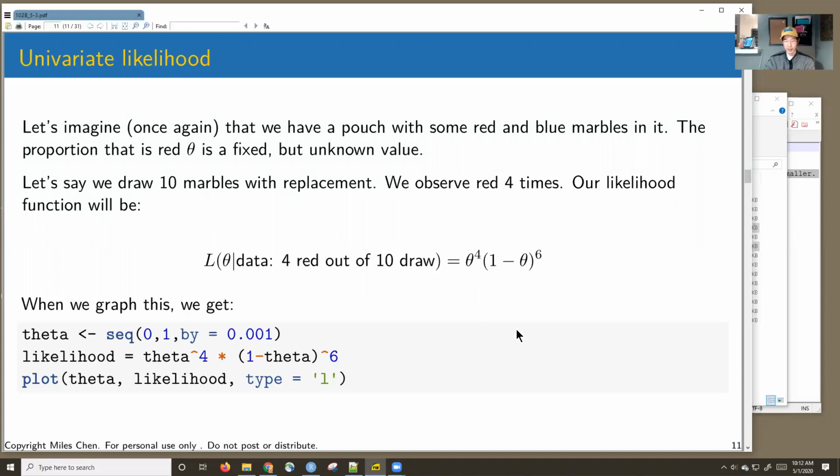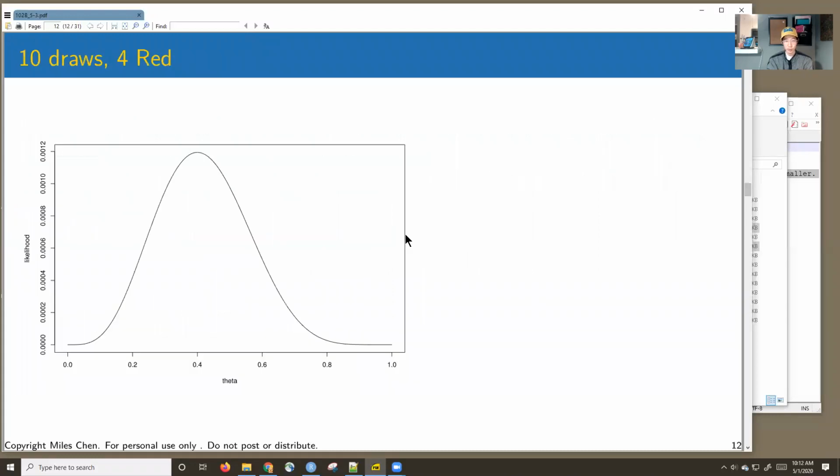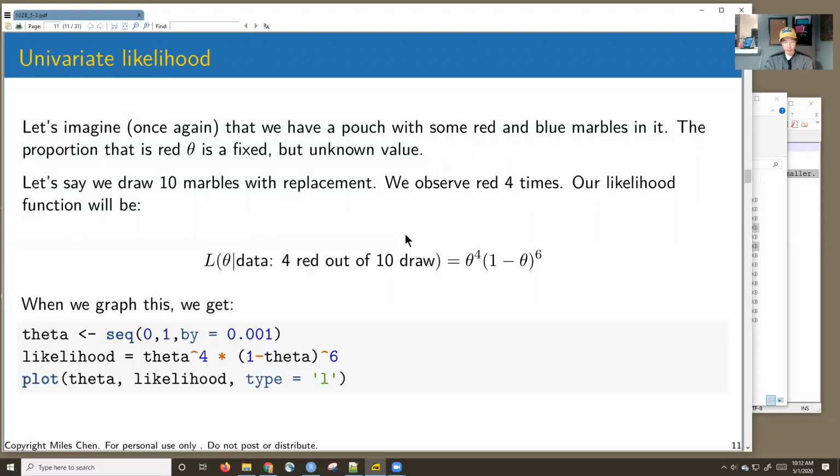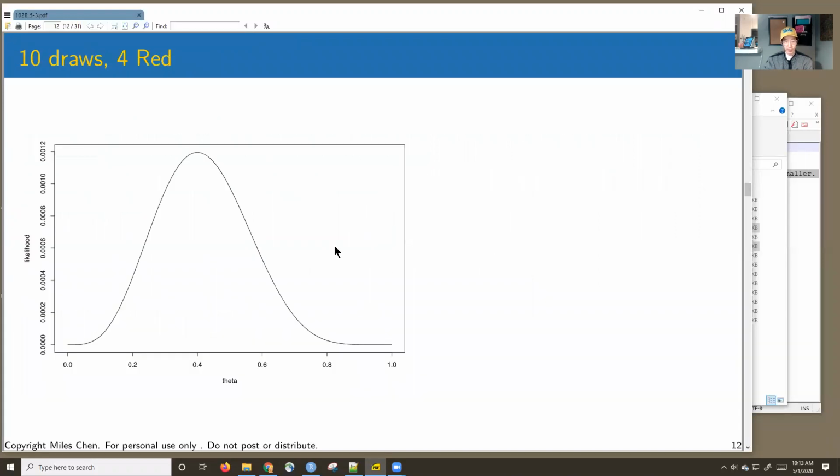You could treat it as one observation from the binomial, and then you would have the binomial constant in front, but that's not necessary when we're talking about likelihood functions. There's no requirement that it has to add to 1. And if we graph this, this is the graph that I get.